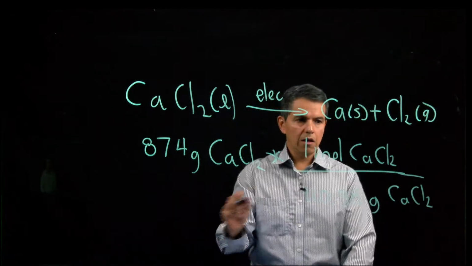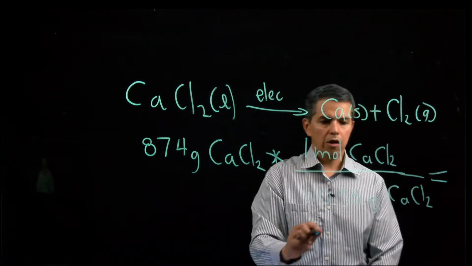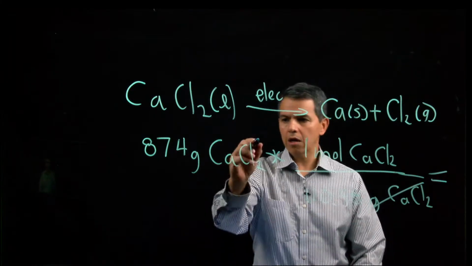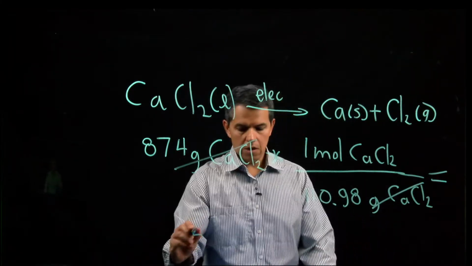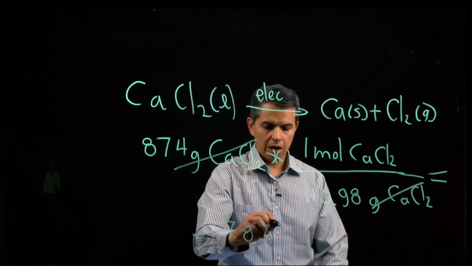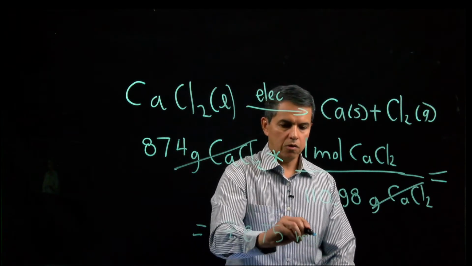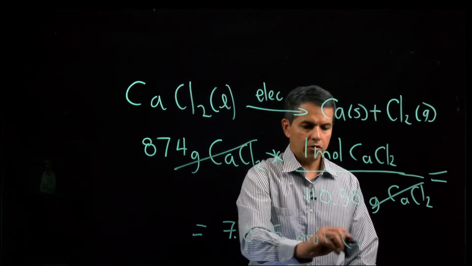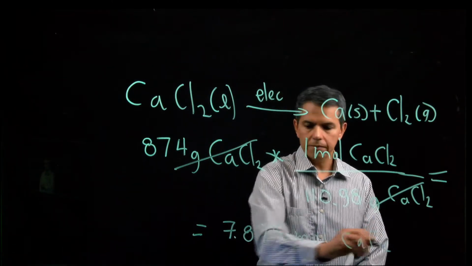And then we are going to cancel out grams and grams. And this gives us 7.875 moles of calcium chloride.